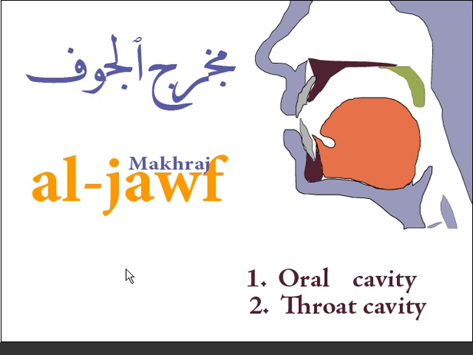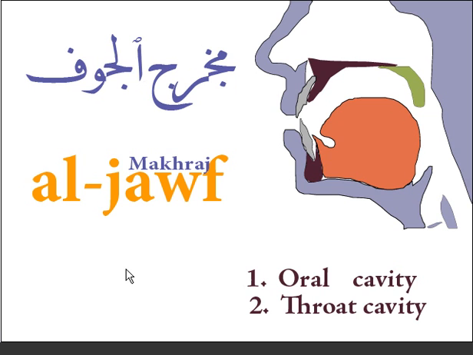And the next part is makhraj al-lisan, which is the tongue, and whatever is inside the mouth, representing the movement of the tongue around the teeth, the roof of the mouth, touching the teeth and so on. And the next one is the lips, and the last makhraj is the makhraj of the nasal cavity, which is called makhraj al-khayshum, or makhraj the nostrils, where the ghunna comes from.